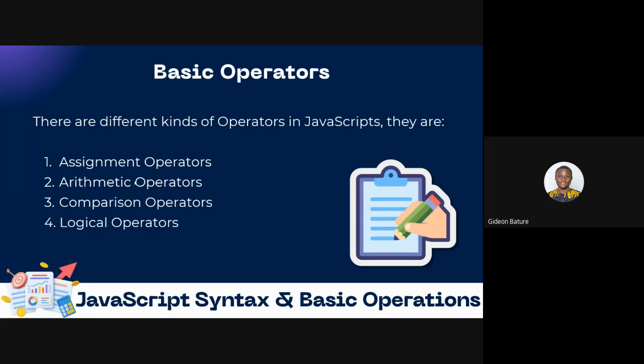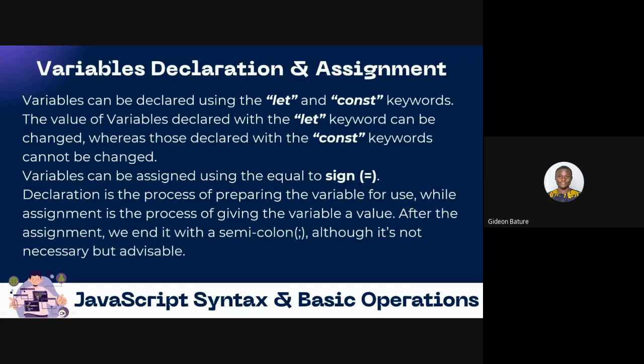So when you talk of operators, basic operators in JavaScript, there are majorly 4 types. Now, there's the assignment operators. I believe we've done these assignment operators. Remember, if you are assigning your variable, what do you use? You use an equal to sign.